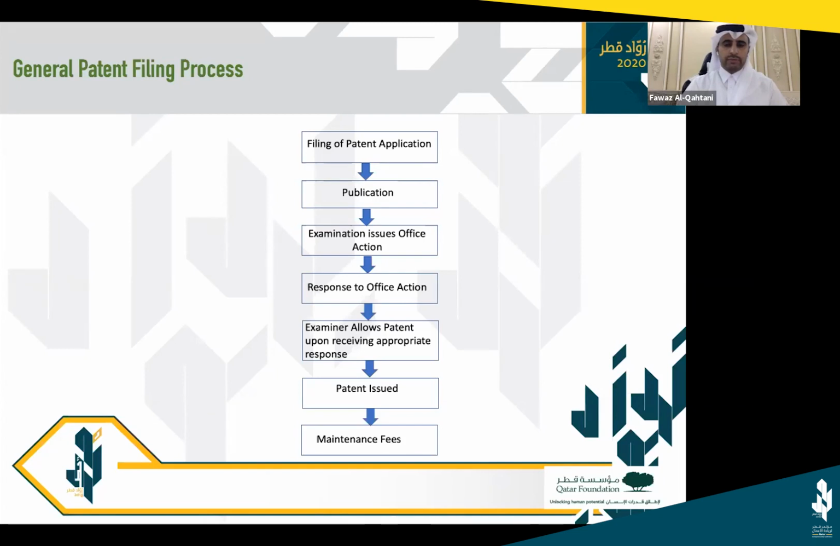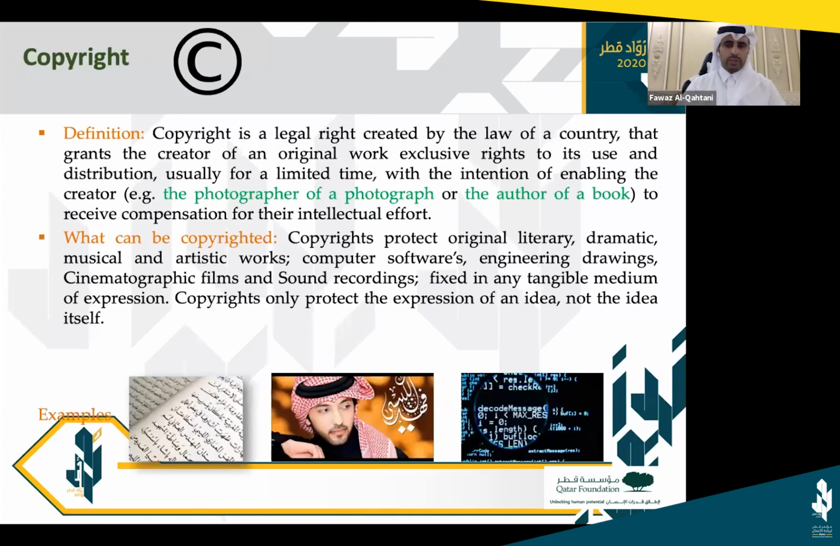So the general patent filing process starts with application, publication, then the office action comes to you, and you will have a response to that action. If they challenge some of your claims, you can rebut back to them and elaborate more. The examiner allows the patent based on your feedback, upon receiving the appropriate response. If it's not appropriate, then they reject it, otherwise the patent can be issued. And after the patent, the maintenance fees come into place. Okay, we are done with the patent.